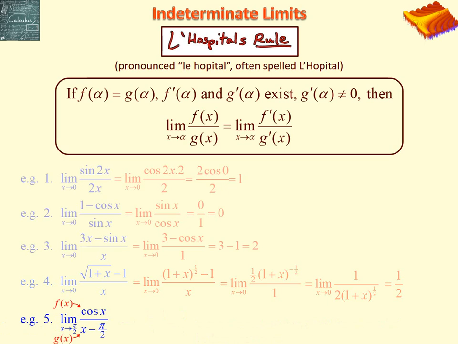Once again, with pi by 2, if I substitute, I'm going to get 0 over 0. So I'll now find the limit of derivative over derivative. Substitute the pi by 2, and sine of pi by 2 is 1. So therefore, I'll end up with minus 1.